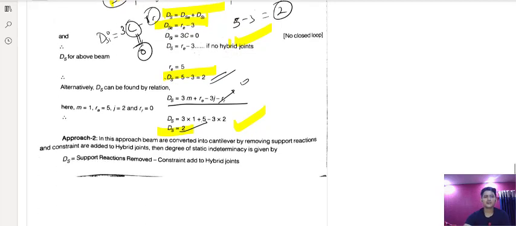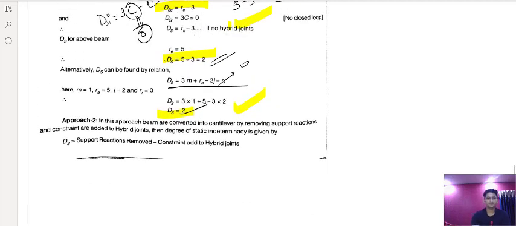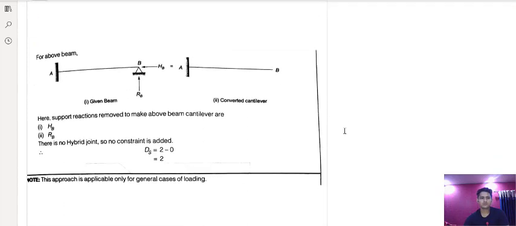Now the second approach says that the beams are converted into cantilever. You need to convert the beam into a cantilever by removing the support reactions, and constraints are added for hybrid joints. Suppose this is the beam, this is the fixed end and this is the hinge end. So you need to make the beam a cantilever. How will you make the beam a cantilever? You have to make the beam like this.